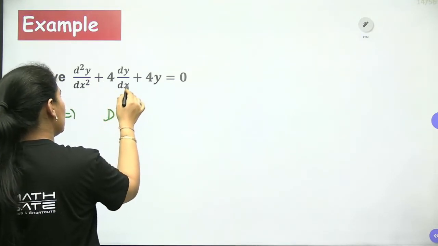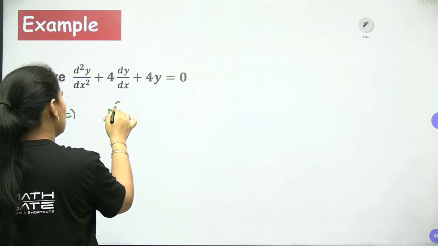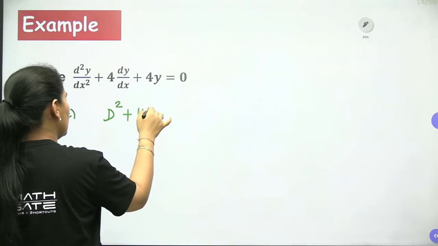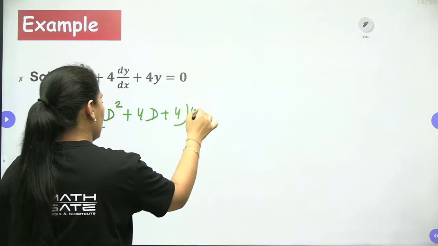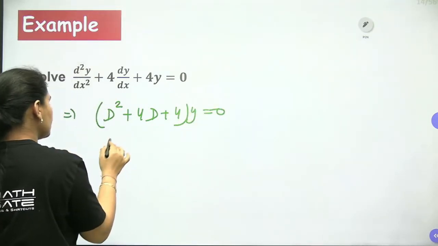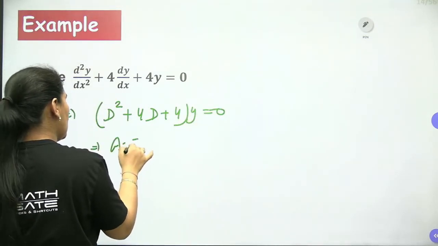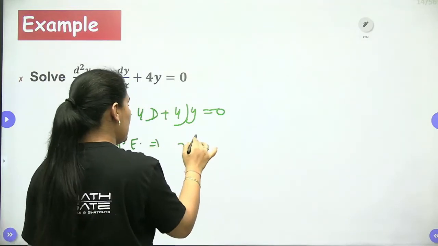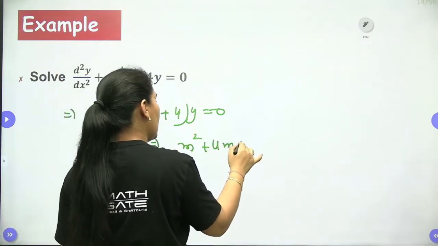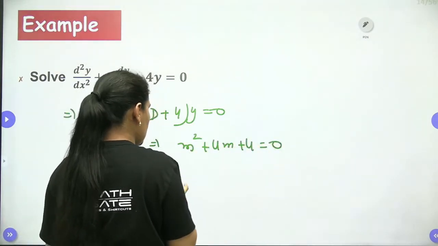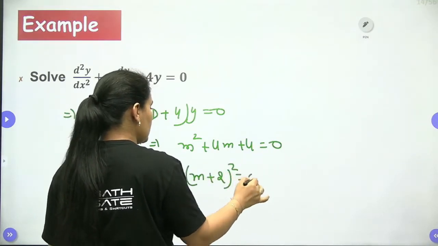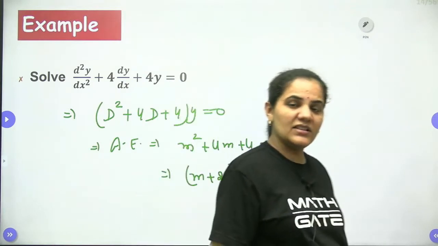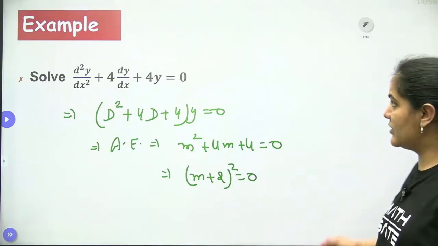d²y/dx² + 4 dy/dx + 4y = 0. We can write it as (D² + 4D + 4)y = 0, right? So we can write down the auxiliary equation from here. It will be m² + 4m + 4 = 0. You can say it is nothing but (m + 2)² = 0. Yes, exactly, this is the whole square of m + 2 only, right?